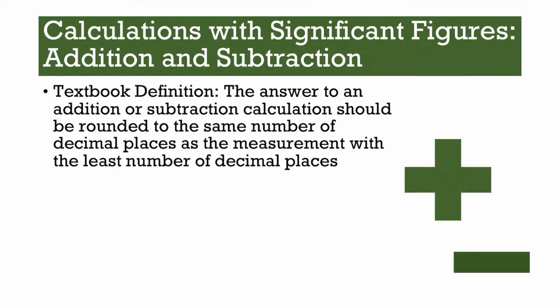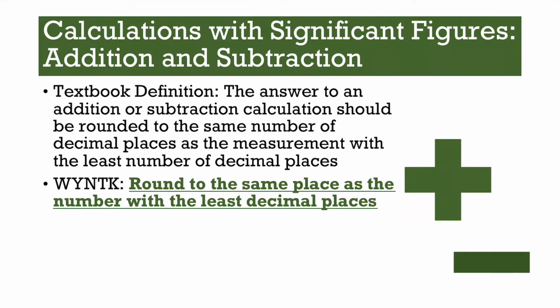Okay, so when we're talking about calculations with significant figures, this is really where all this kind of boils down to. So we're going to look at addition and subtraction, and then multiplication and division separately. With addition and subtraction, again, you have that long textbook definition, you round to the same place as the number with the least number of decimal places.